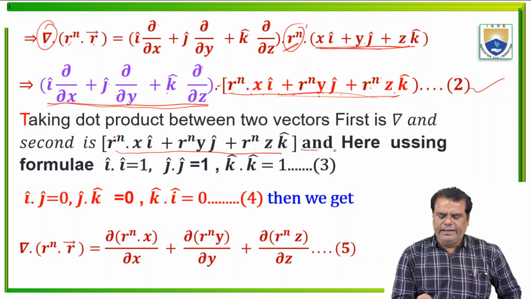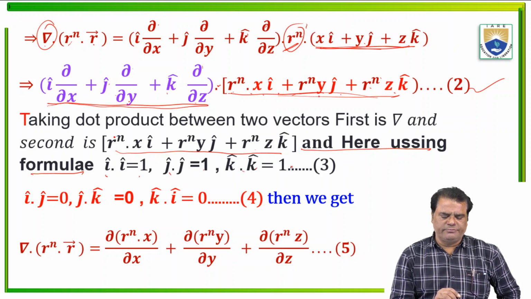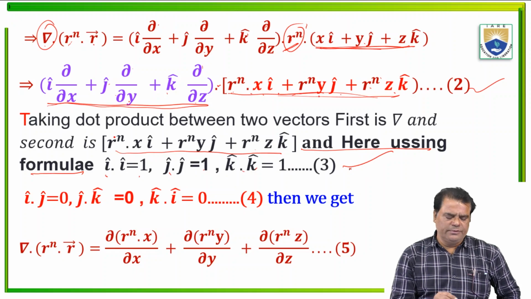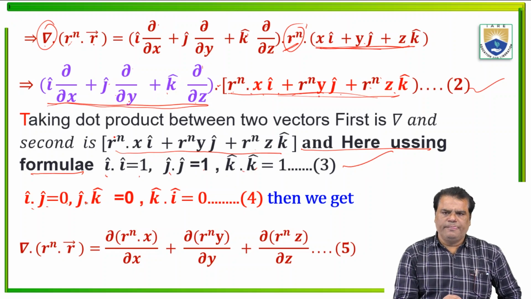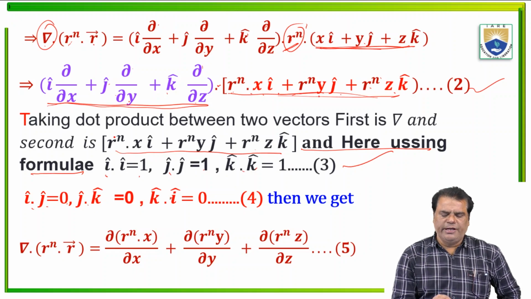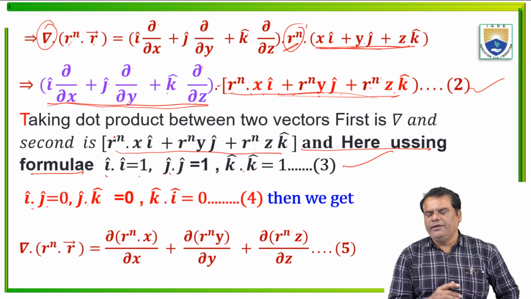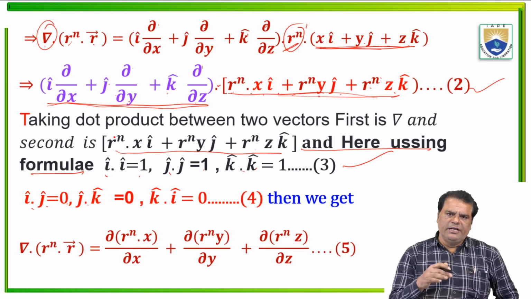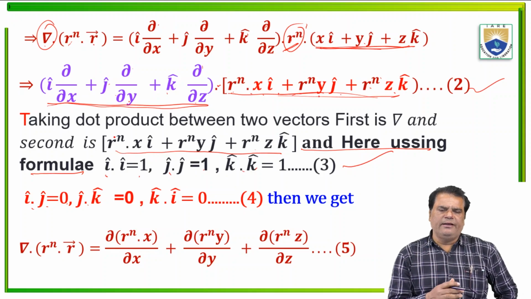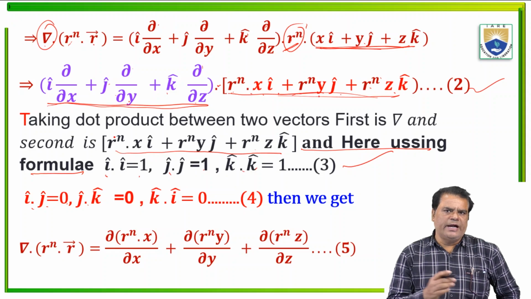So here and here we are using the formula i dot i is 1, j dot j is 1, k dot k is 1. This is equation 3. i dot j equals 0, j dot k equals 0, k dot i equals 0. These are unit vectors. i, j, k are unit vectors which are at right angles to each other. i and j at right angle, j and k at right angle, and k and i at right angle.